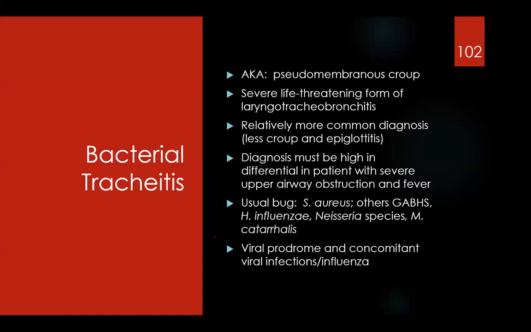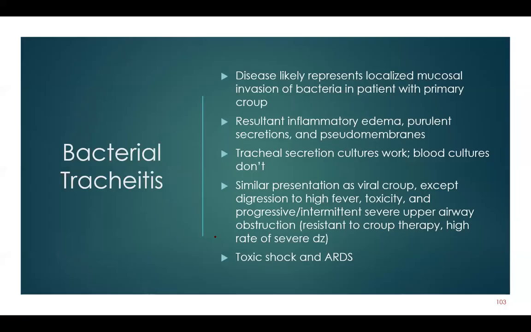Can be caused by Staph aureus or other group A beta-hemolytic strep. Can also be caused by Haemophilus influenzae, Neisseria species, or Moraxella catarrhalis. So are you getting the trend that these bacteria tend to repeat themselves? Disease likely represents local mucosal invasion of bacteria in the patient, started by croup, and now you've got this secondary infection. Results from the edema, purulent secretions, and pseudomembrane.